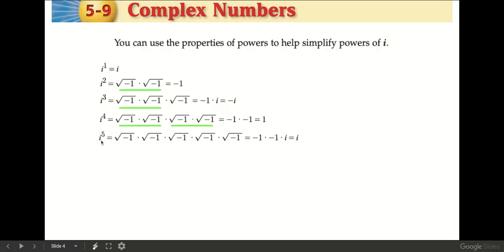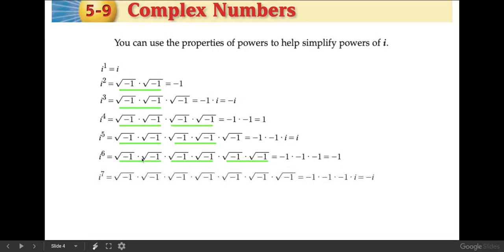And if I did i to the fifth, same thing. I have, again, two pairs of square root of negative 1s multiplied together. And then I have a fifth one here, so that would be negative 1 times negative 1 times i. Well, negative 1 times negative 1 is positive 1 times i is positive i. If I do i to the sixth, again, there are my pairs there, so that's going to be negative 1, negative 1, negative 1. So negative 1 times negative 1 times negative 1 is negative 1.